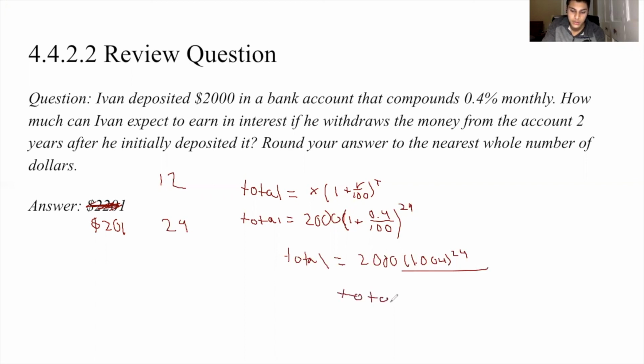So then you're going to get your total to be equal to 2,000 times roughly about 1.105. I think that's what it's going to be. I didn't actually do it out, but I'm guessing. And then when you multiply that out, that gets you $2,201. And if you didn't get exactly 2,201, that's actually right, but it says round your answer to the nearest whole number of dollars, which is why the final answer will be 2,201 after you round.